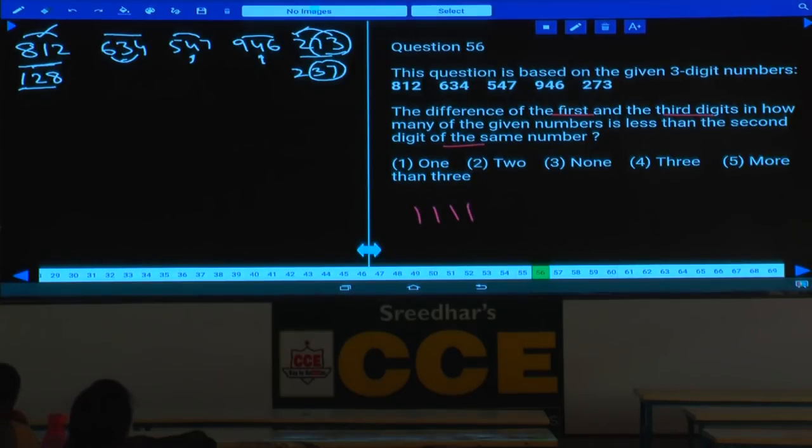Hence in total how many numbers do we have? In 4 of these 5 numbers, the difference between the first and the third digit is lesser than the second digit. Hence what is your answer here? More than 3, choice 5.